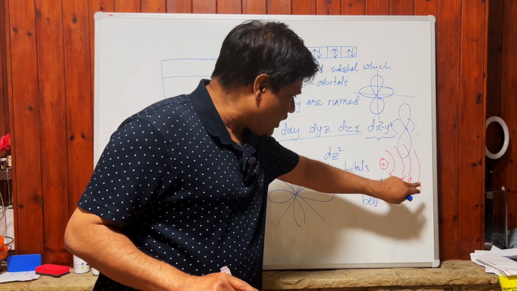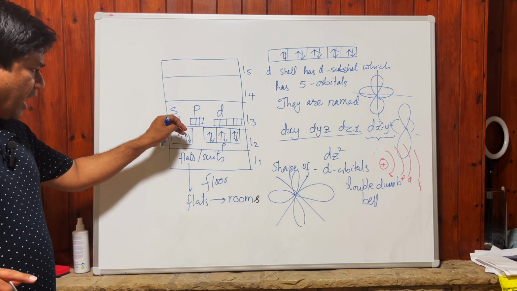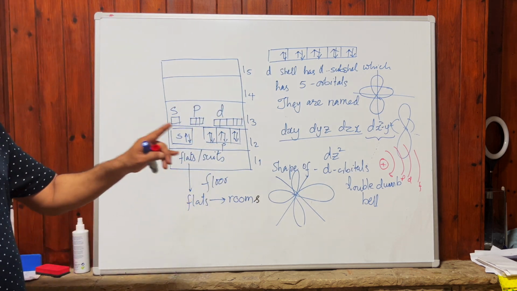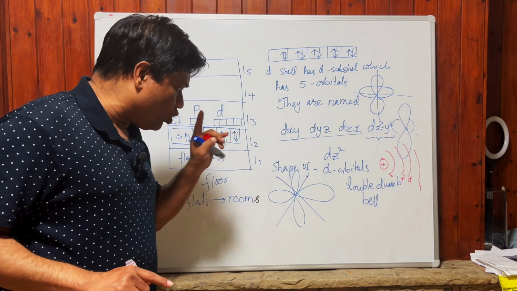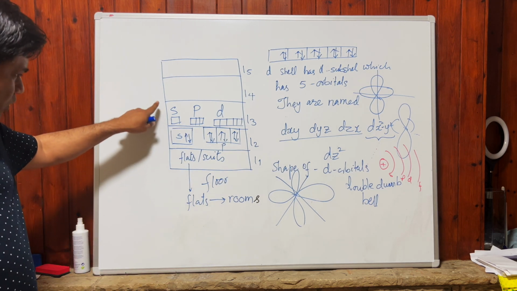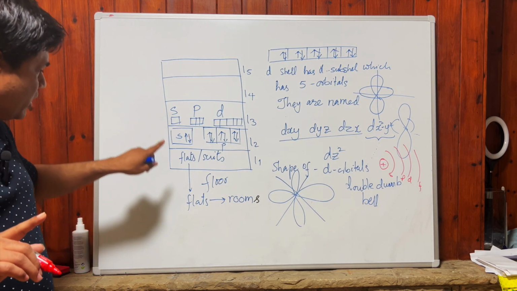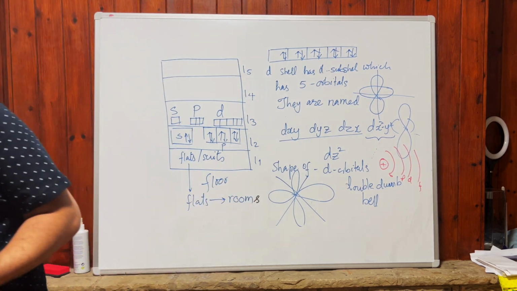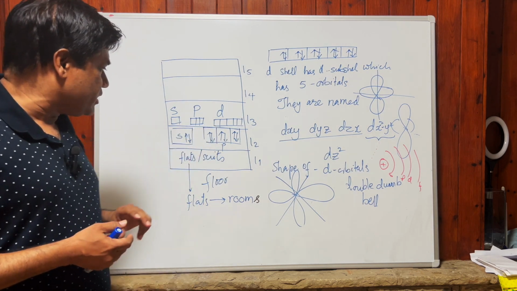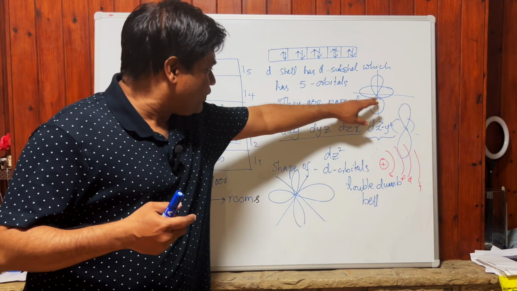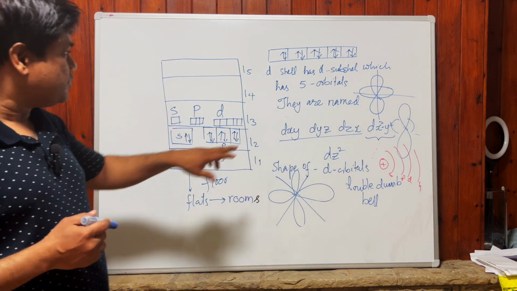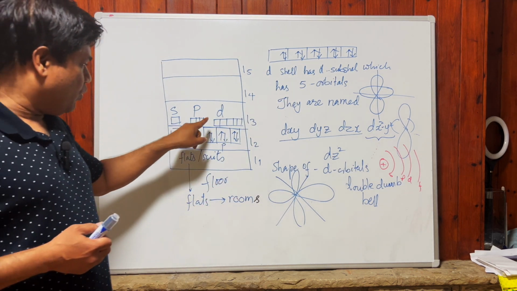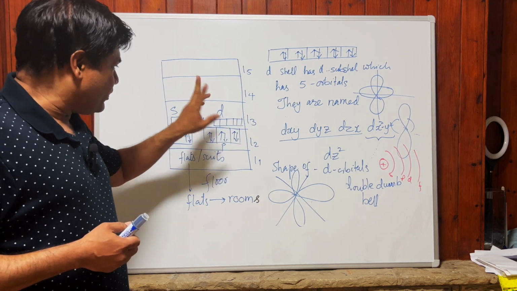Now the third shell has the s subshell, p subshell, and d subshell. The s subshell has only one orbital, p has 3 orbitals, px, py, pz, and d has 5 orbitals. I drew the shape of the d orbital. The d subshell can hold a maximum of 10 electrons. You fill 1, 1, 1 first, then the pairing starts.